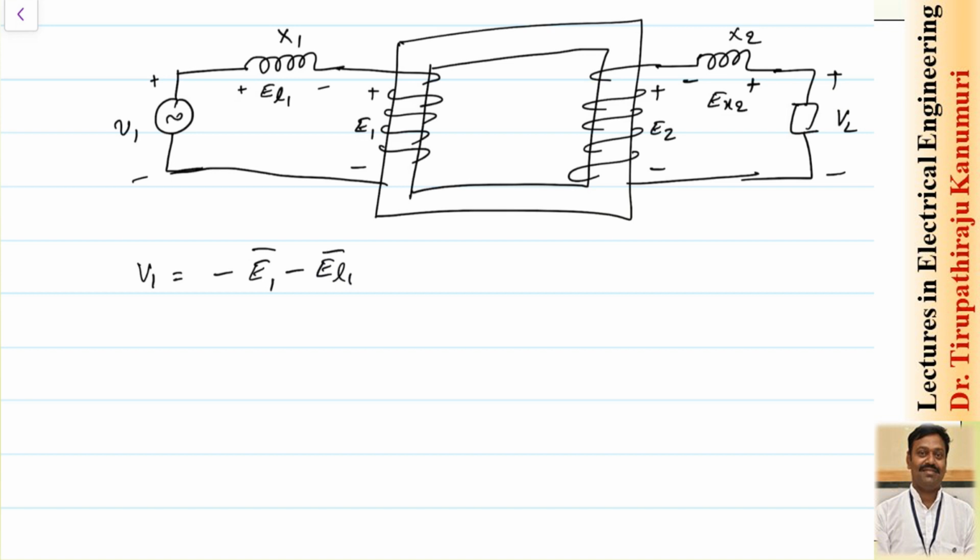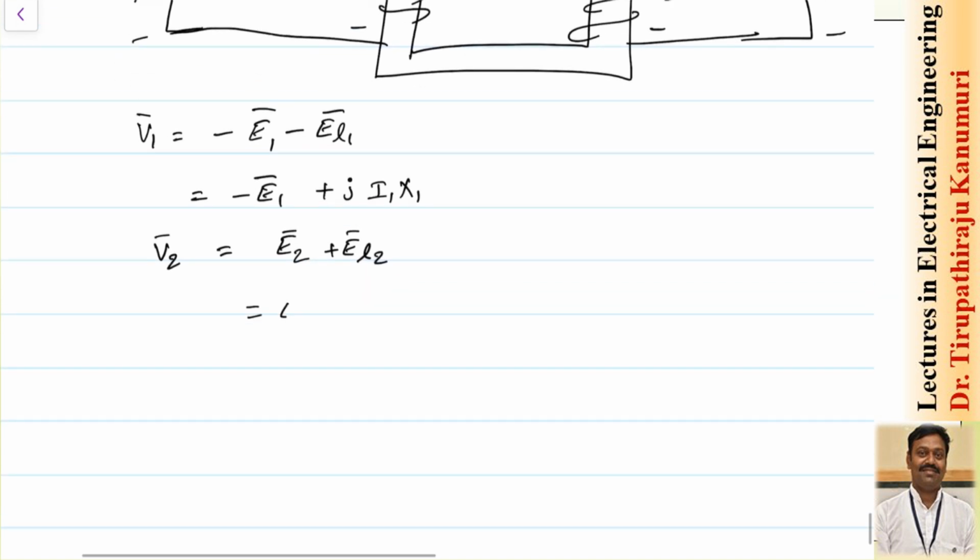That minus sign is indicating that they are 180 degrees opposite to each other, so this will become minus E1. Minus of minus will become plus j times I1 into X1. This is the value of E1. Similarly, on the secondary side, I can write the voltage V2. V2 will be equal to E2 plus EL2, so I can write this as E2 minus j times I2 into X2. Agree with me? EL2 is minus j times I2 into X2.